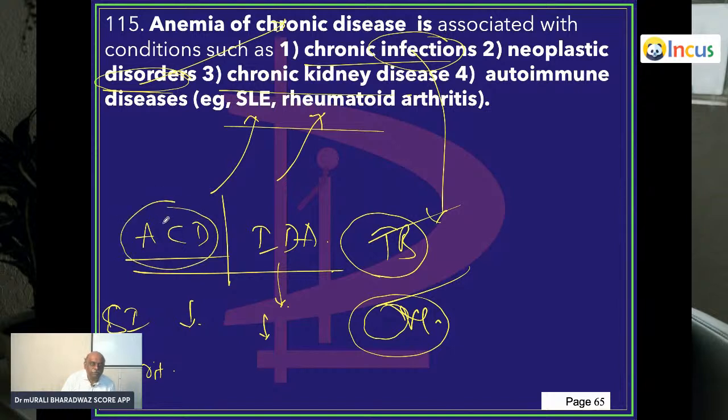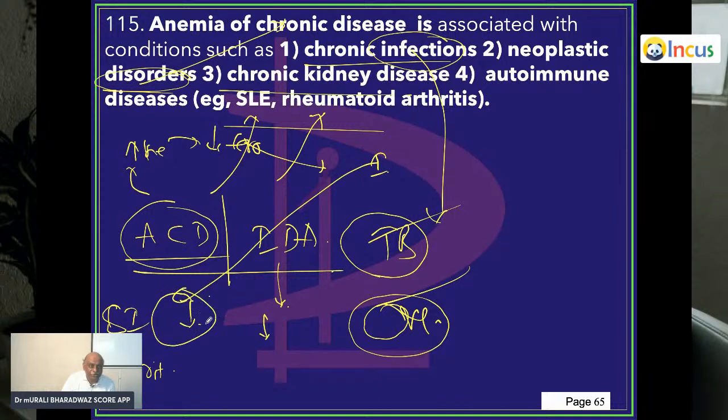Just now we discussed, no, anemia of chronic disease leads to increased hepcidin, that leads to decreased ferroportin, that will decrease the iron absorption, that is the reason serum iron is low.